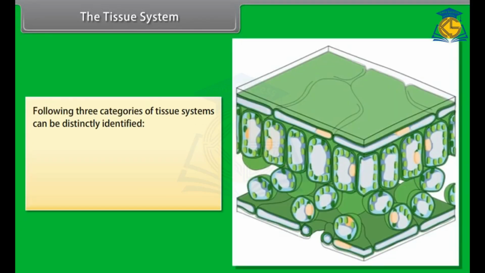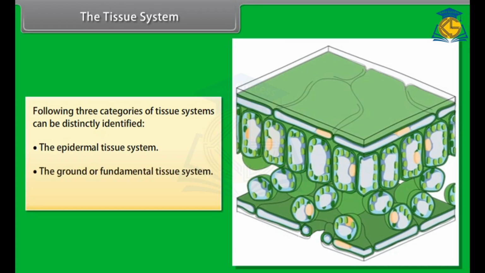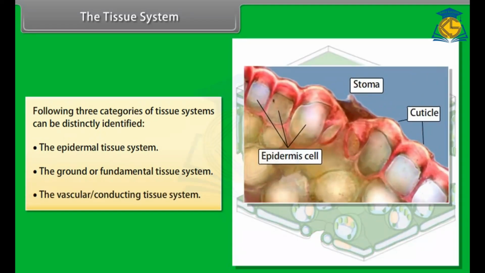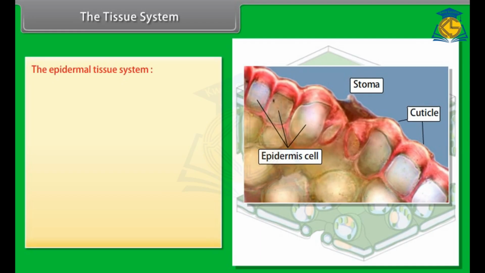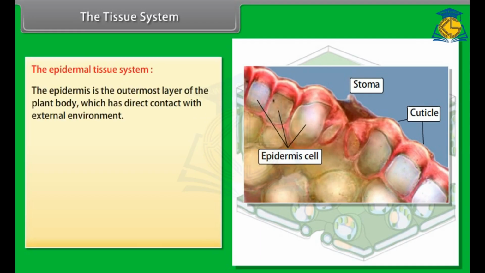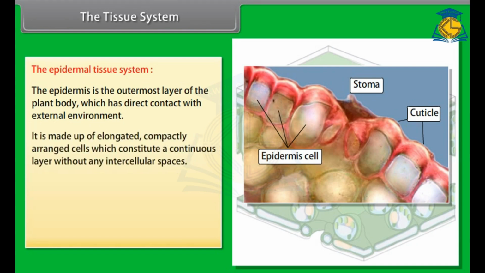The tissue system. The following three categories of tissue system can be distinctly identified: the epidermal tissue system, the ground or fundamental tissue system, the vascular conducting tissue system. The epidermal tissue system. The epidermis is the outermost layer of the plant body, which has direct contact with the external environment. It is made up of elongated, compactly arranged cells which constitute a continuous layer without any intercellular spaces.